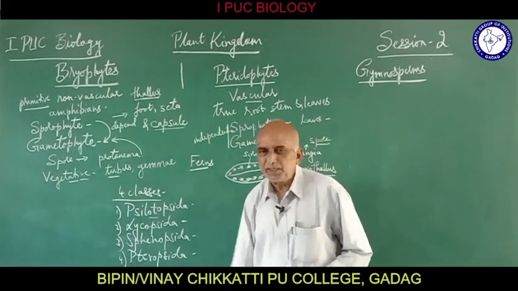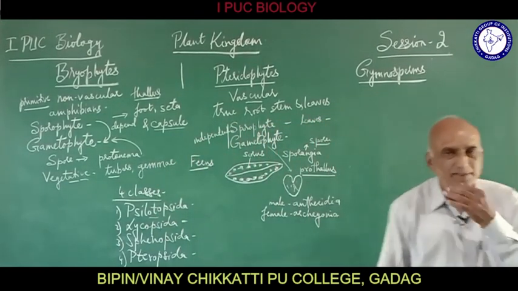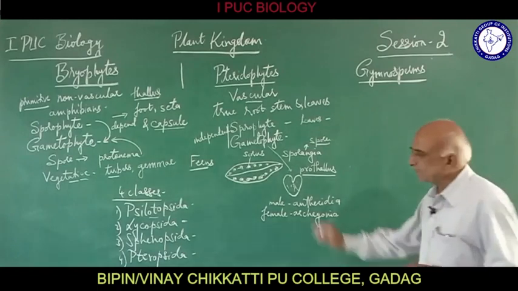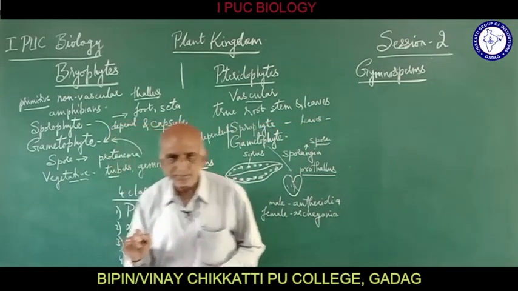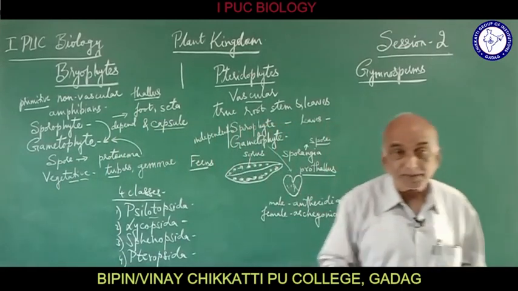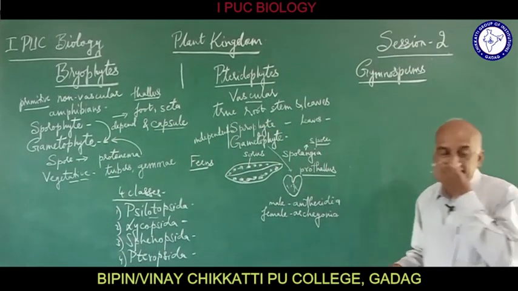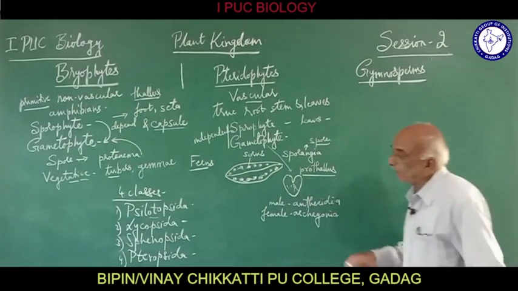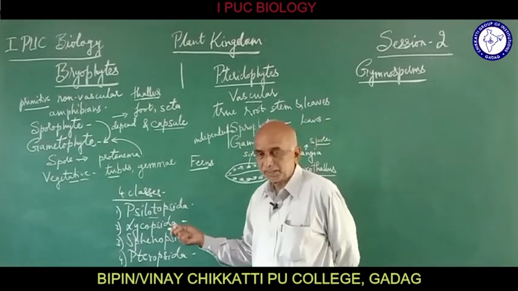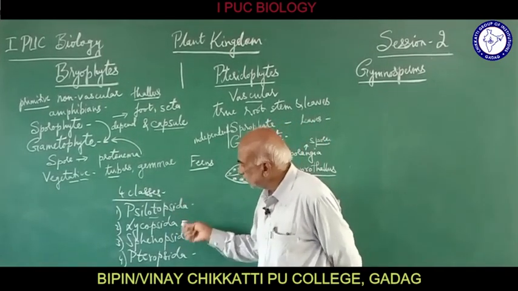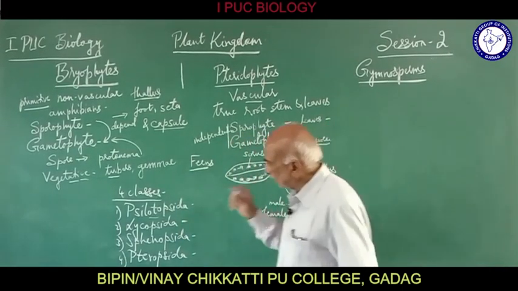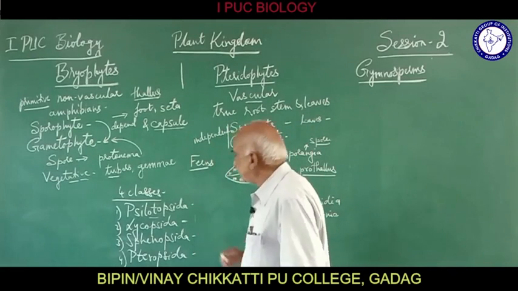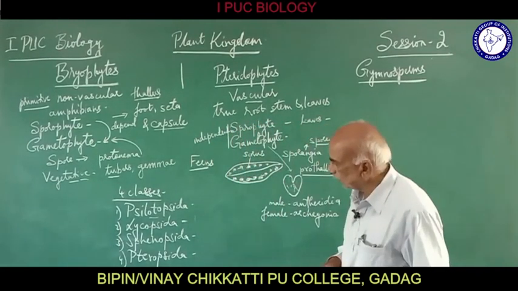But bryophytes have only 2 groups, liverworts and mosses. That is the simple classification. Liverworts are very simple bryophytes, whereas mosses are developed bryophytes, where we come across some leaf-like, stem-like and root-like regions. In pteridophytes, on the basis of their development, we come across 4 types.